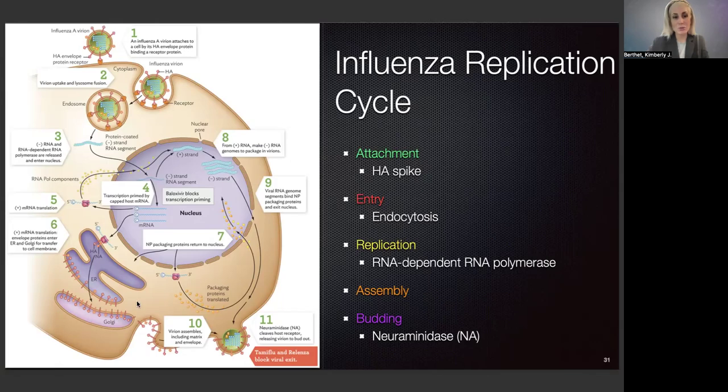So this is part of the endomembrane system. The virus is hijacking not only our ribosomes. So we have RNA.